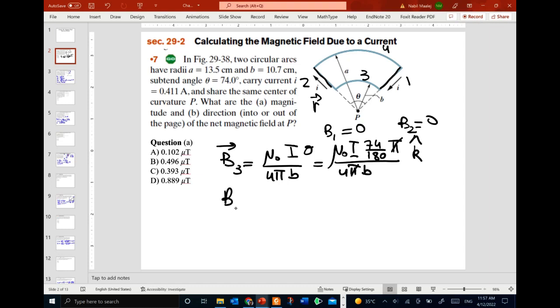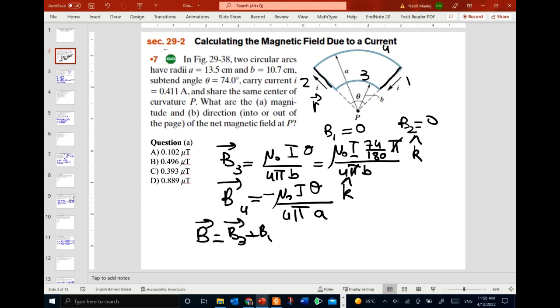Okay, let's do B4. It's the same equation, mu 0 I, the angle theta, which is 74 degrees divided by 180 times pi, over 4 pi. The radius in this case is a. Okay, and is it k or minus k? So now in this case, the current is going to be going like this. So I point my finger along the direction of the current and swing with my 4 fingers. It's swinging into the page, so it's minus k. All right.